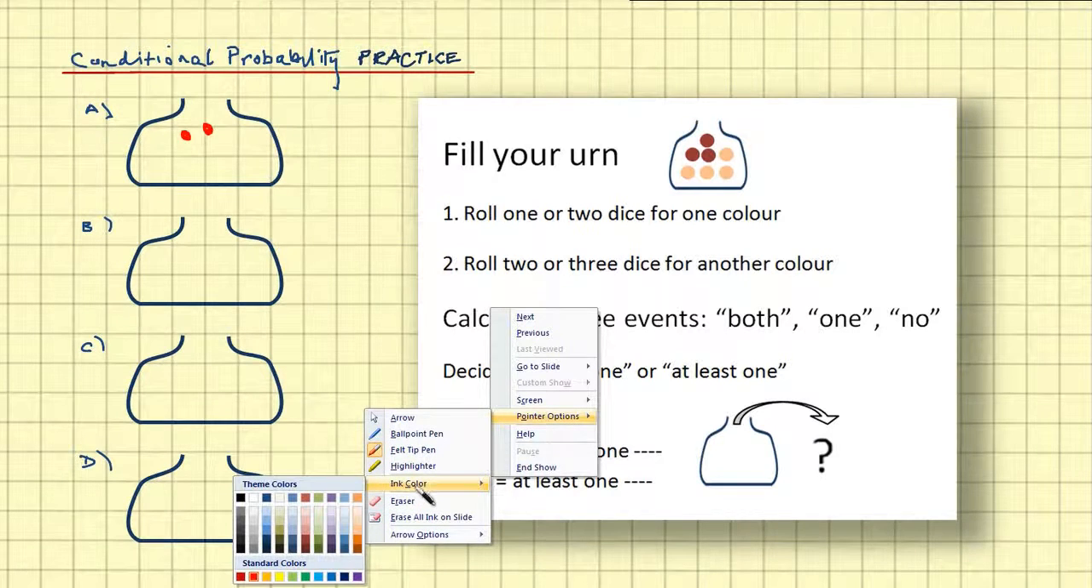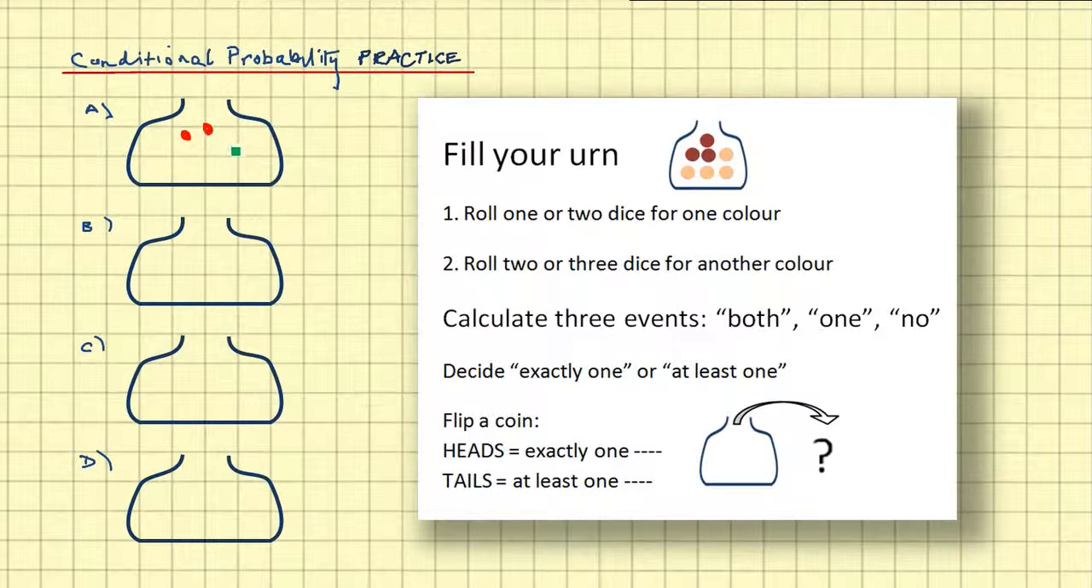So for our second color, you can choose anything you want. Let's choose green. Green seems to make sense as the opposite color. So we've got to roll 2 or 3. So I'm just going to use 2 dice for this. And I've got 1, 2, 2 add 1, so 3. So I've got 5 altogether.